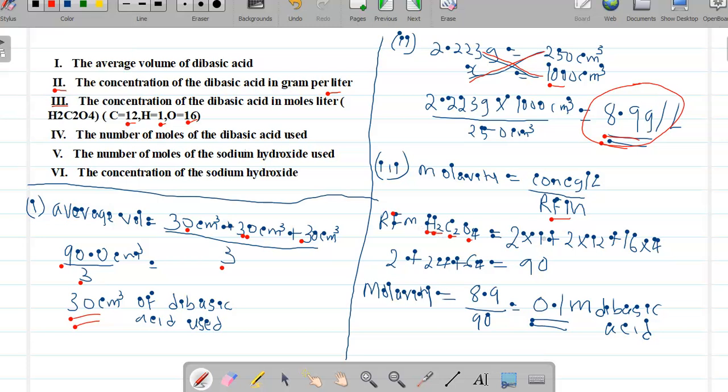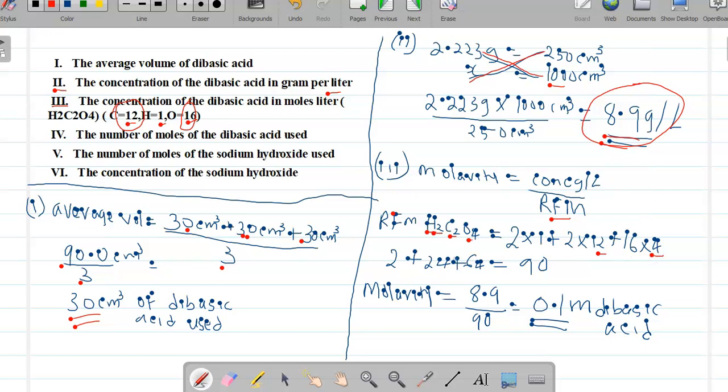So that means 2 times 1, plus carbon. We have 2 carbon here, and in the bracket we have carbon 12, so 2 times 12. Then plus 16, oxygen here is 16 in the bracket. 16 times 4. Why am I saying 4? Because here we have 4 oxygen.